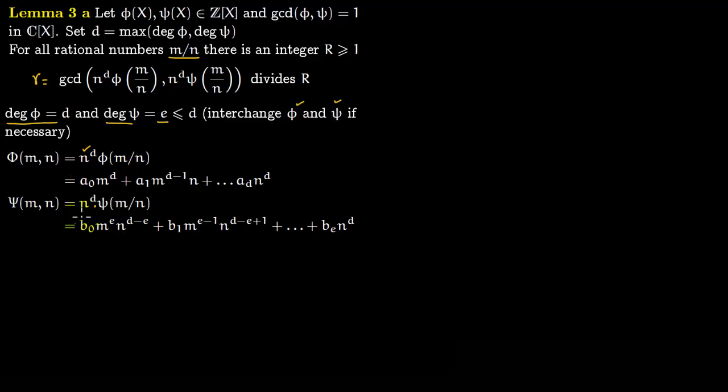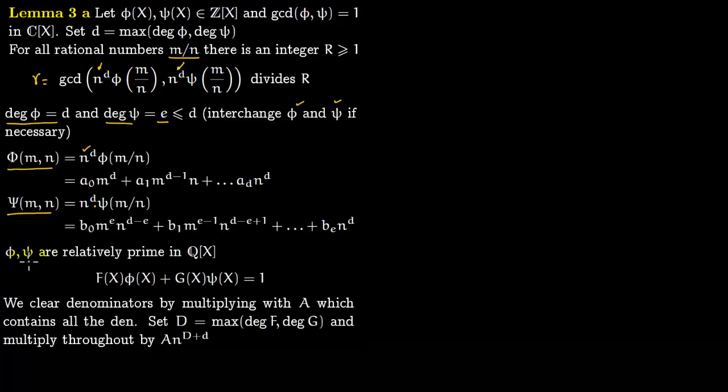So here and here we have cleared the denominators, nothing much. So this and this will just be integers now. If you plugged in m by n here, you could get a rational number, but we have multiplied by this and this so as to get rid of the denominator. Now phi and psi are relatively prime because we have already said that they have no common factors in complex numbers. So obviously in a smaller field also they are not going to have any common factors. So you have some polynomials f(x) and g(x) in the rationals, so that this is equal to 1.